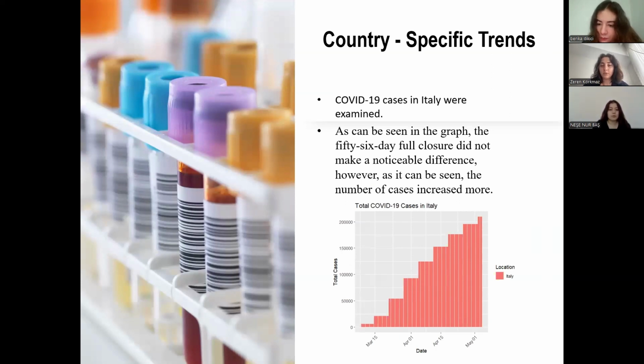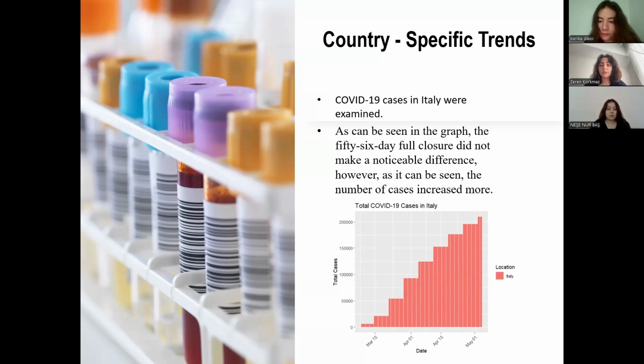The graphic below illustrates the number of COVID-19 cases in Italy throughout the period of full lockdown. This output displays the number of cases and trends over time for Italy's 56-day full lockdown. Italy was one of the countries hardest hit by the pandemic.